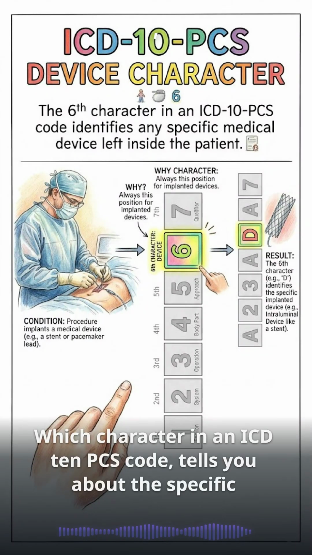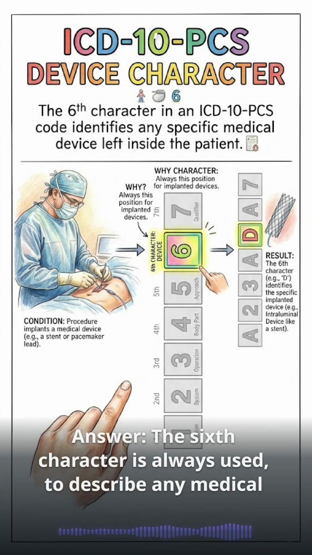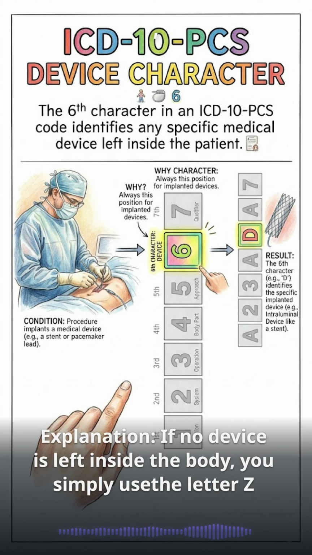11. Which character in an ICD-10-PCS code tells you about the specific medical device? The 6th character is always used to describe any medical device left inside the patient. If no device is left inside the body, you simply use the letter Z instead.